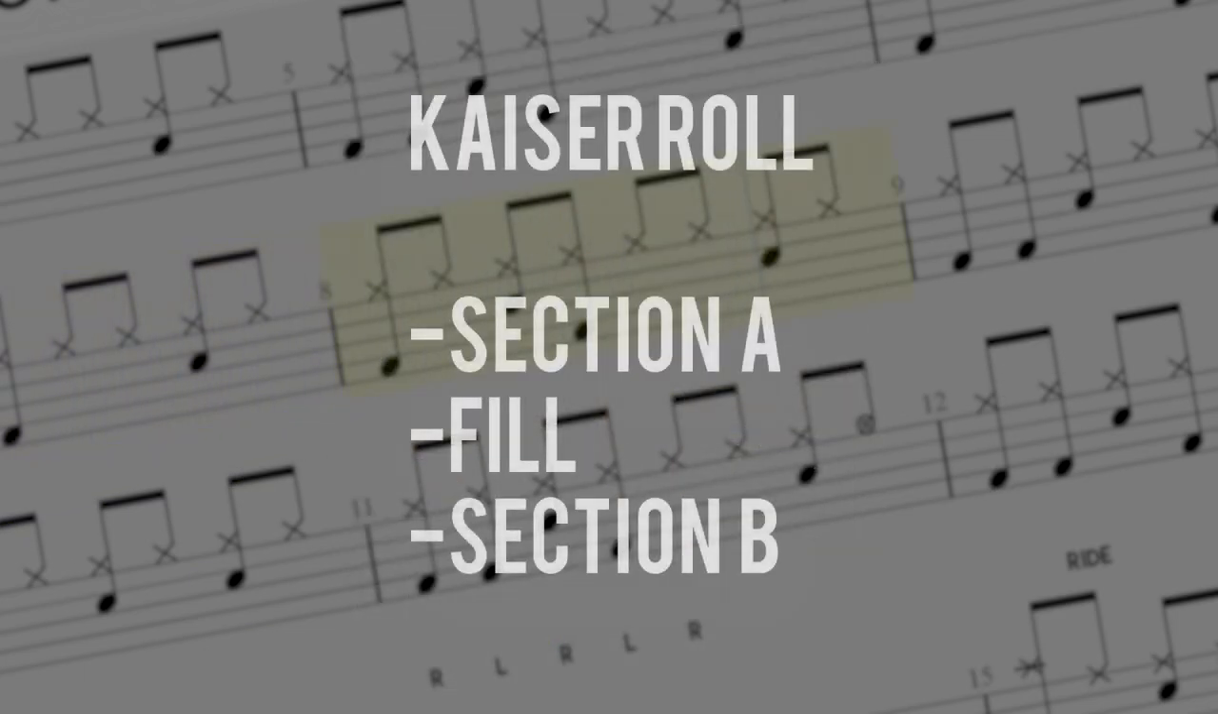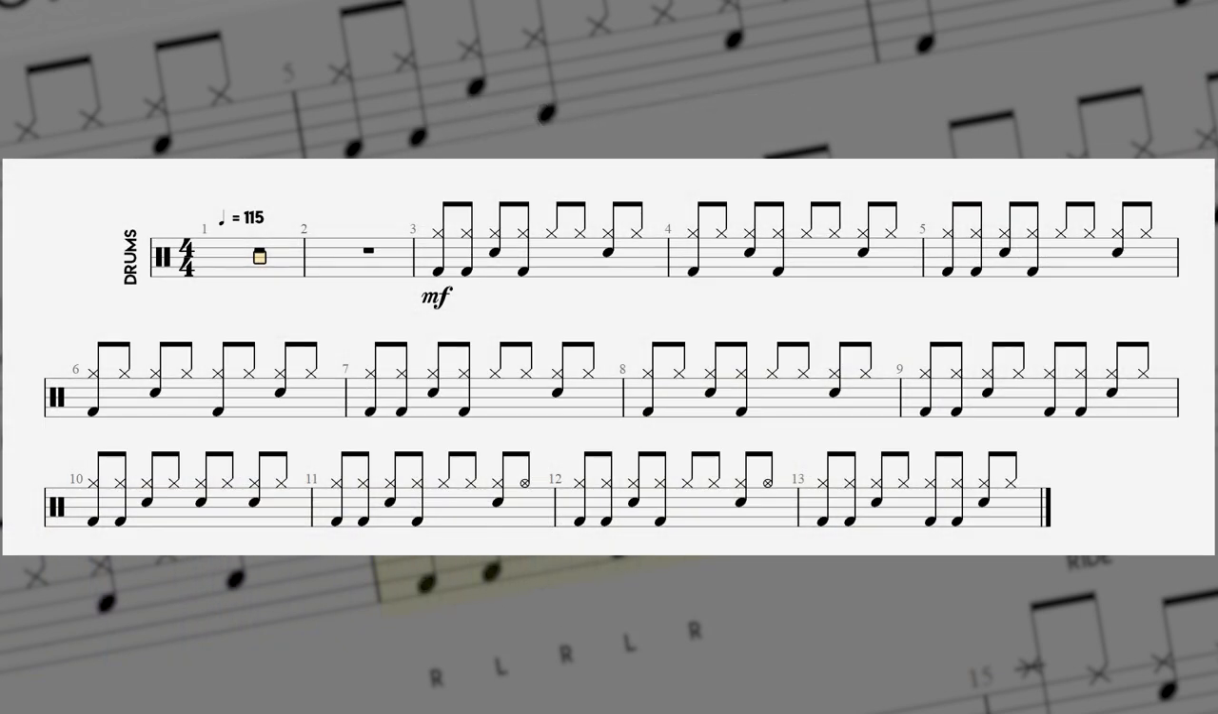To start on Kaiser Roll, we need to break the song down into manageable sections. We need to find the hard parts and learn them first. Let's take this first section. We have a simple rock beat with several different kick patterns.